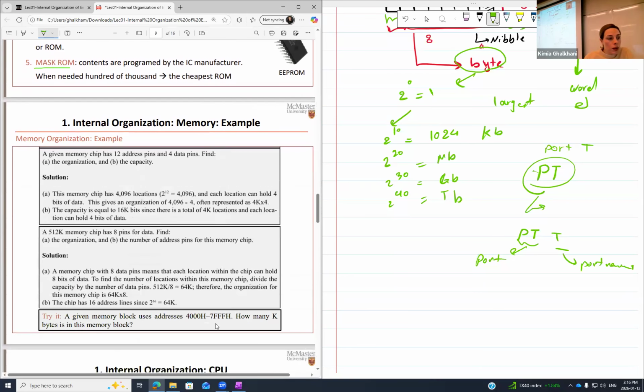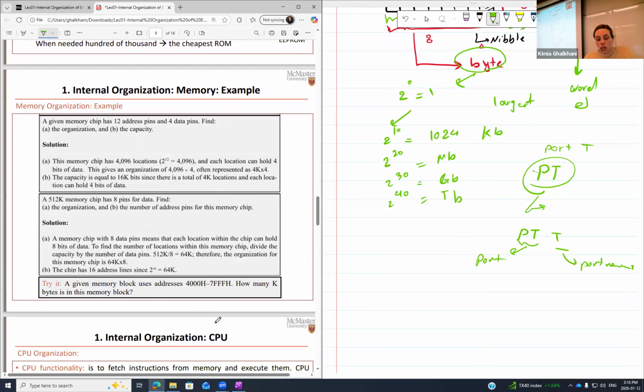Let's look at some of this memory organization example. But after the break, I'm going to pause the recording here. I'm going to give you a break.